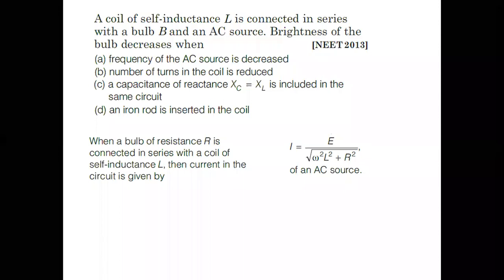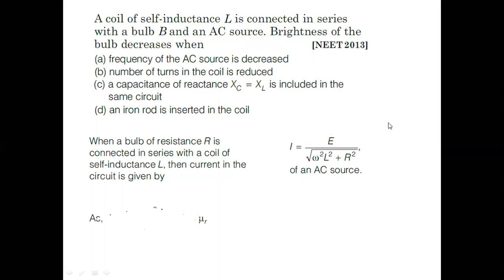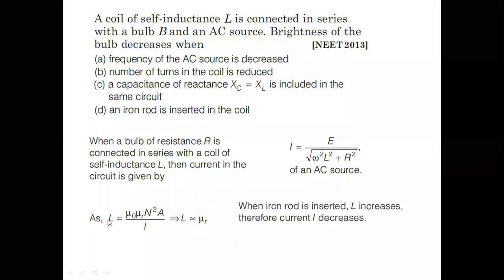XL is omega L, so XL square is omega square L square for an AC source. It is called an RL circuit, meaning the bulb acts as opposition R and L is an inductance. We know that L is given by a beautiful formula: L is nothing but mu 0 mu R n square A upon l. So this is directly proportional to mu R, which is called the permeability of a material.